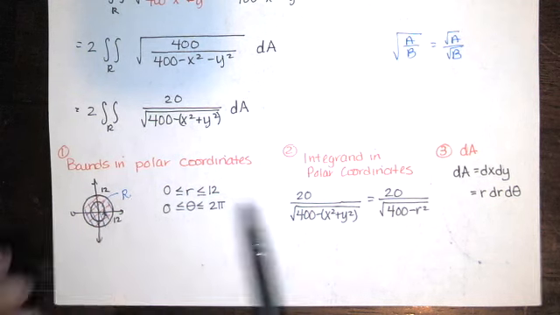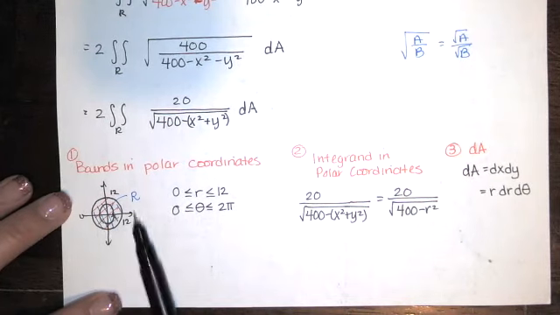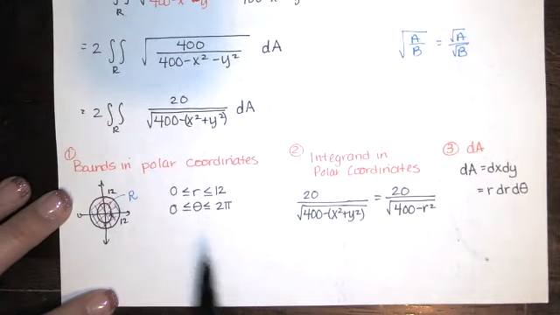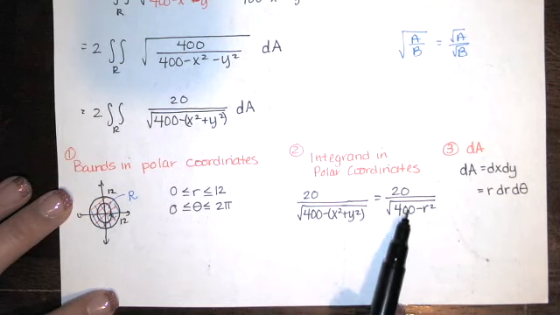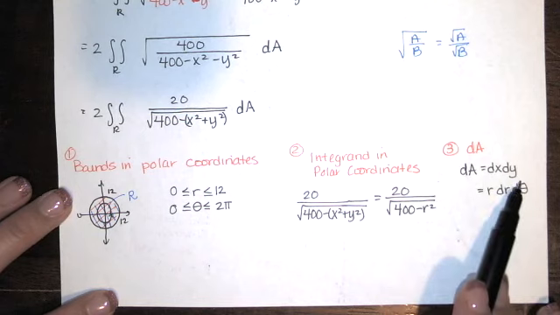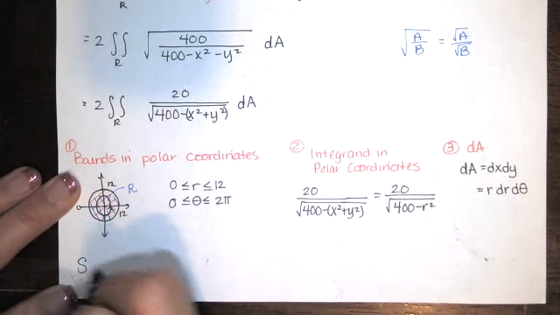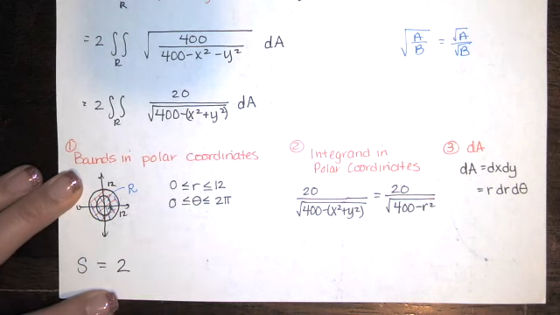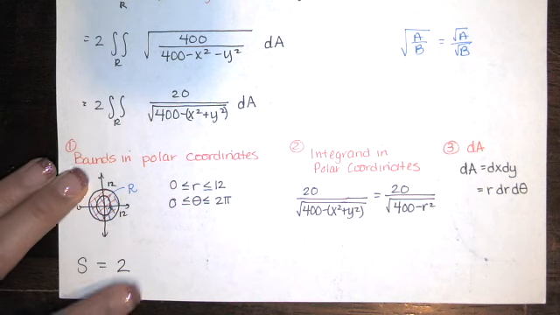So that 0 to 12 says we've got circles radiating out, and then we go all the way around to get the whole thing. Okay, so we've got our bounds, we've got our original integrand in polar coordinates, and then we've got our dA in polar coordinates. All you do is substitute. And remember, we're doubling it because we're finding the area of that top part of the sphere, and we'll double it to get the area of the bottom part of the sphere as well.